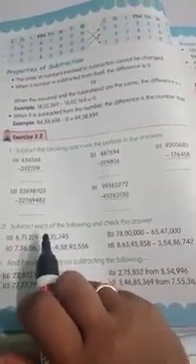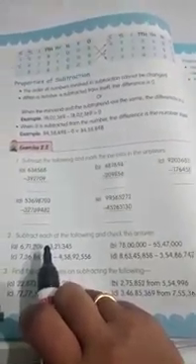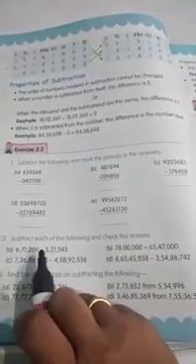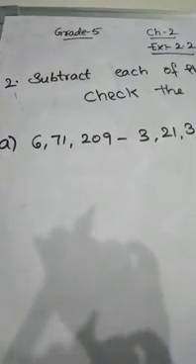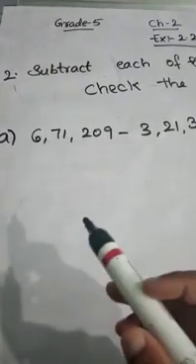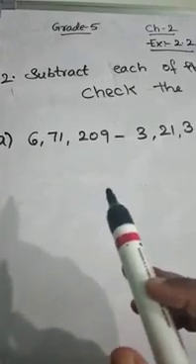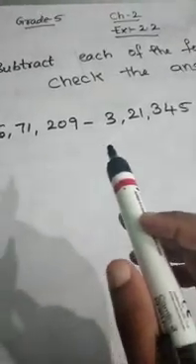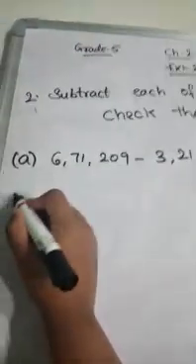Firstly, we have to subtract the numbers. After subtracting, we have to check whether the answer is correct or not. Okay, let us do this. So this is the second bit. First question. 6,71,209 minus 3,21,345. So let us solve this.